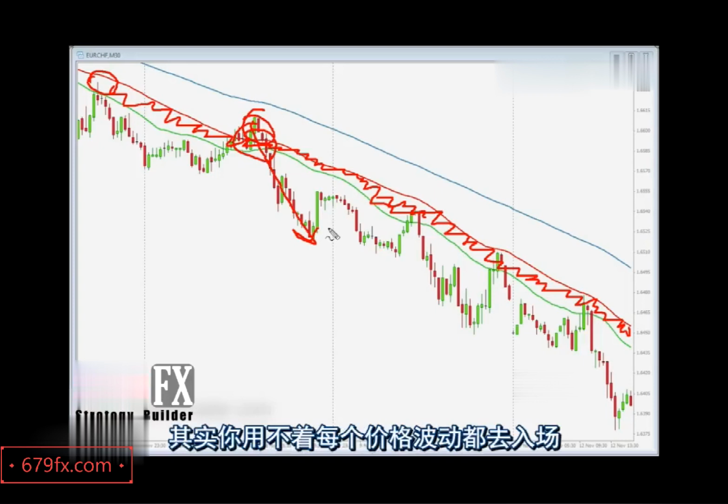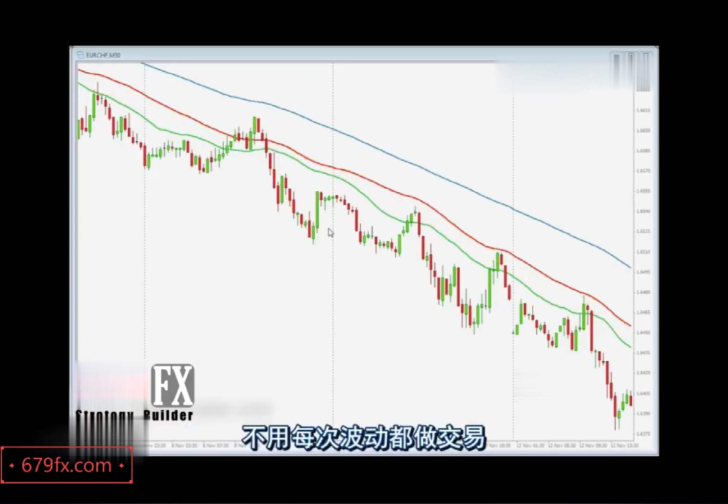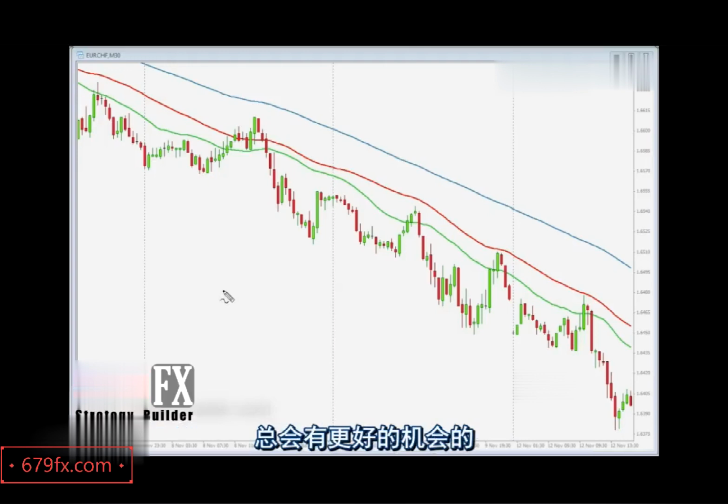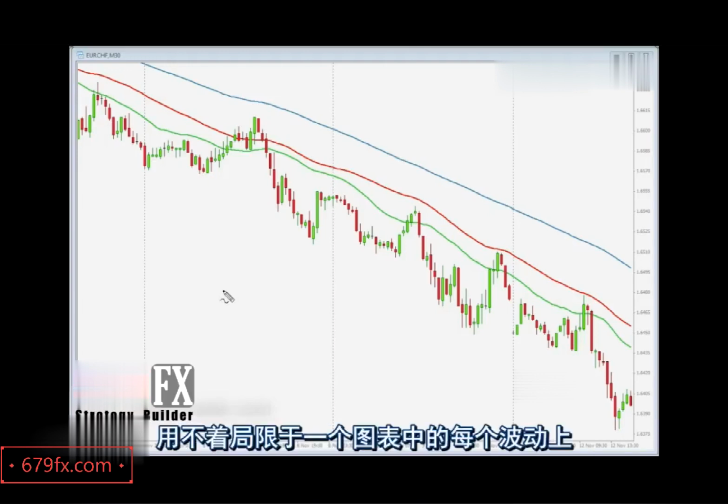In my opinion, there is no need to take every single trade, to trade every single swing or every single trend. There are so many trading signals across the board. There are so many trading crosses, so many currency pairs, so many time frames, that there is always a nice trading opportunity somewhere out there. You don't need to squeeze every swing out there.